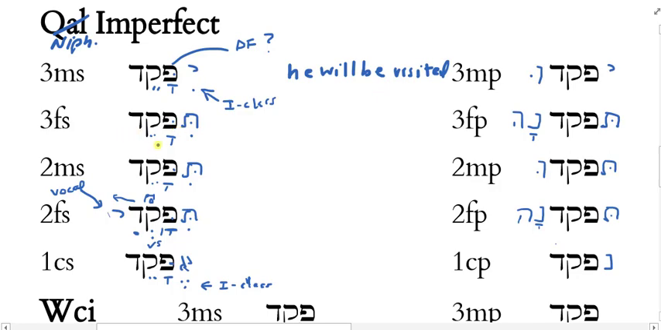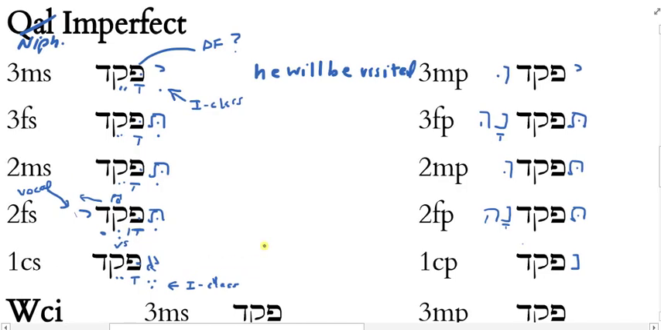So how would I translate tipaqede, the 3FS? It's she will be visited. The 2MS, tipaqede, is you, man, will be visited. Tipaqedi is 2FS, so it's you, woman, will be visited. And epaqede would be translated how? I will be visited. All right?